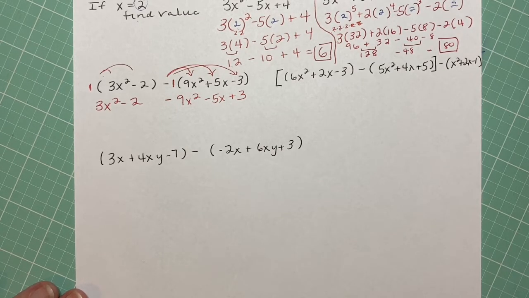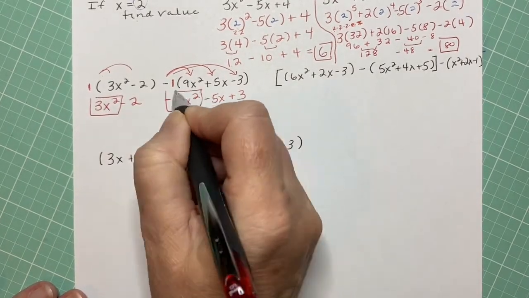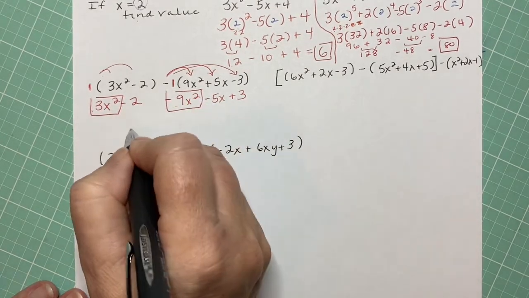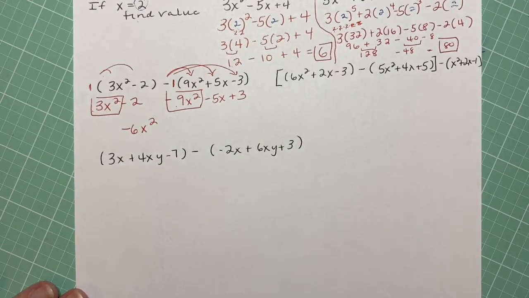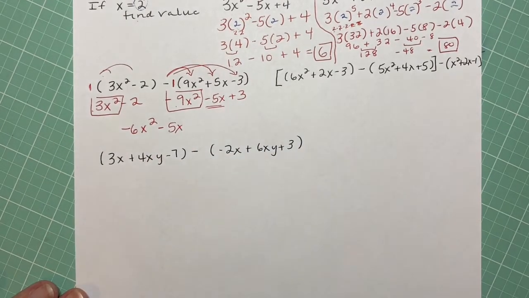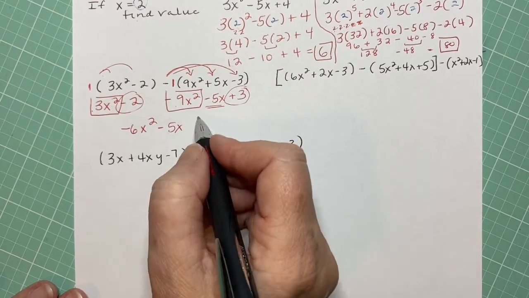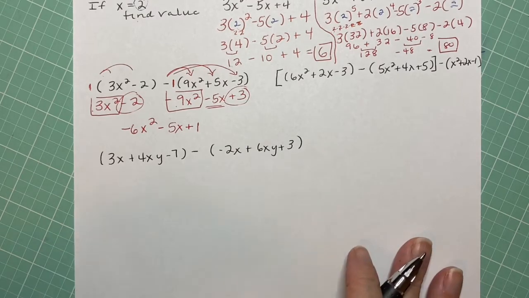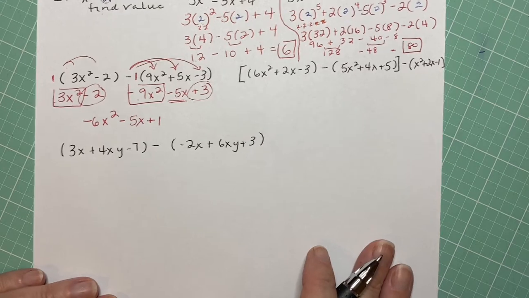And now it's a problem like we did before, where we're just combining our like terms. So here's an x squared, and here's an x squared. So I look at them and say the signs are different. So I subtract and take the sign of the larger, so that becomes a -6x squared. There's not another 5x, so I'm just going to bring that down. And then I'm going to combine my -2 and my +3. The signs are different. Subtract and take the sign of the larger. So just remember, when you combine like terms, the variable and the exponent do not change.